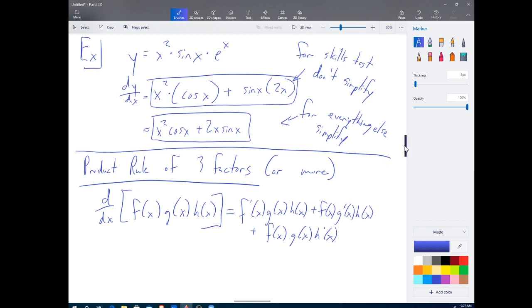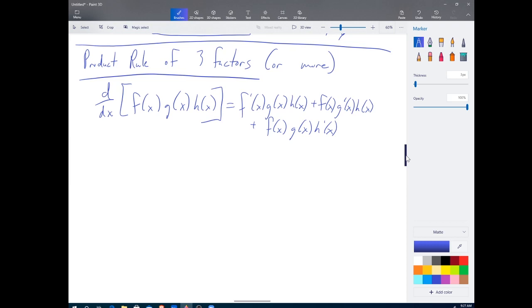All right, what do you see happening there? What's my pattern?